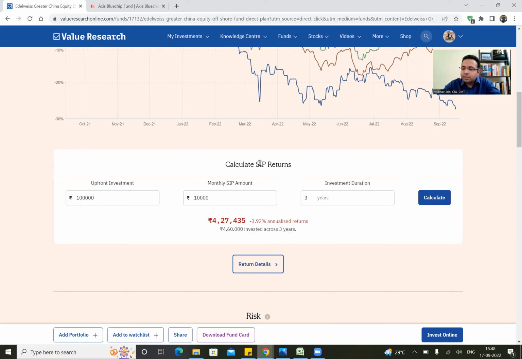So in that way, you will get that number: from initial to final, this has been the returns you could have generated, or this fund has generated in the last 3 years or whatever number of years.